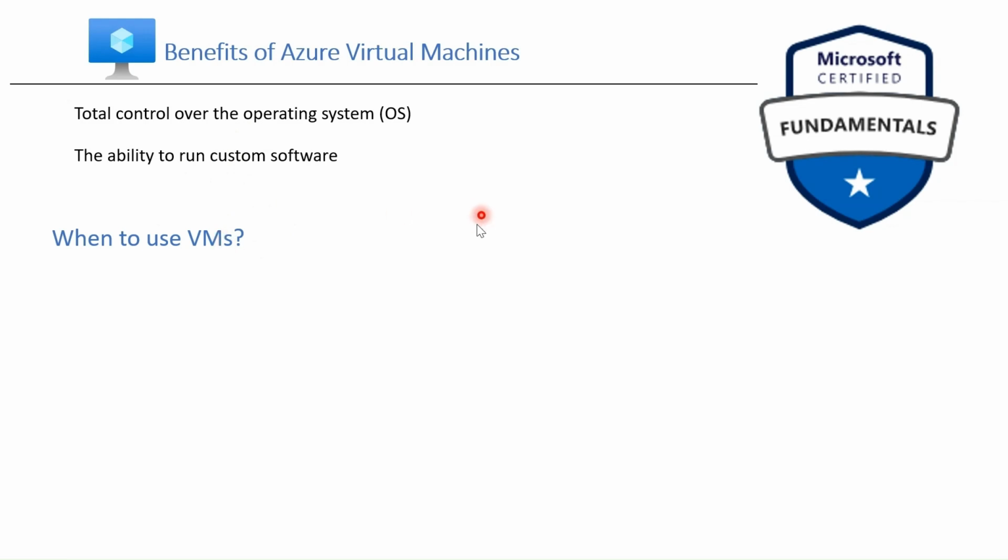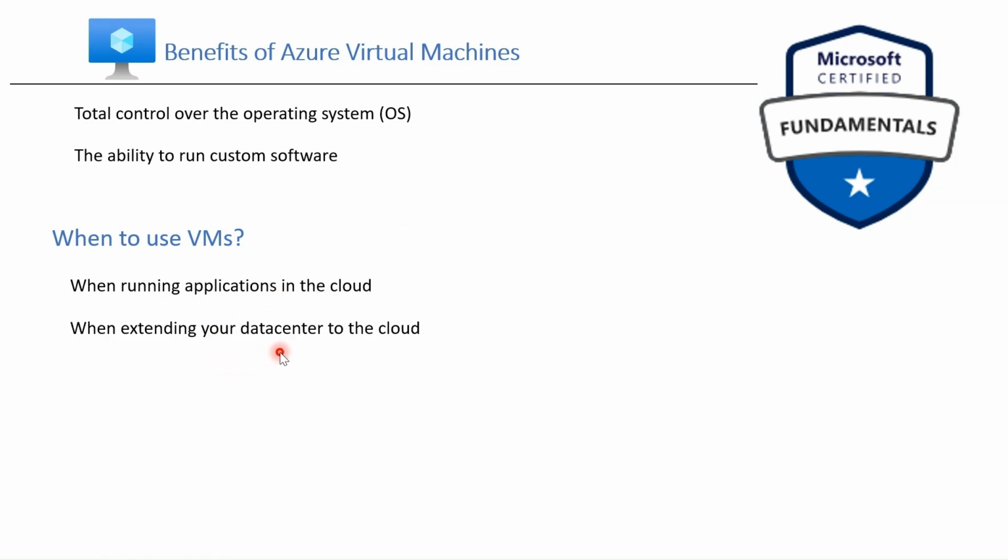Now, when to use VMs? When running applications in the cloud, obviously. When you want to run your application in the cloud, and when extending your data center to the cloud. Let's assume that you have an on-premises data center, and you want to increase the workloads running on it, but you don't want to buy a new physical server. Instead, you can create VMs in the cloud, and that's how you can extend your data center to the cloud or Azure. Also during disaster recovery, you can host your primary virtual machine in your data center, and then your backup or disaster recovery on Azure.